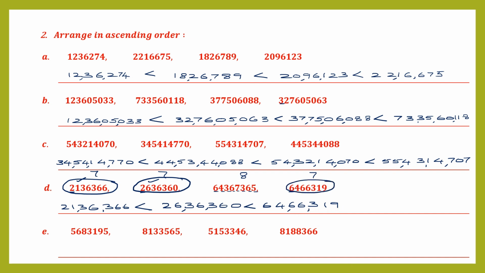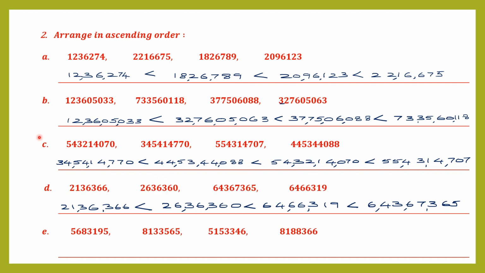That means the last one is the 8-digit number. Let's write it down: 6, 4, 3, 6, 7, 3, 6, 5. So put the commas and let's read the number: 6 crore 43 lakh 67,365. So we finished with question D. Now let's go to question E and count the number of digits.